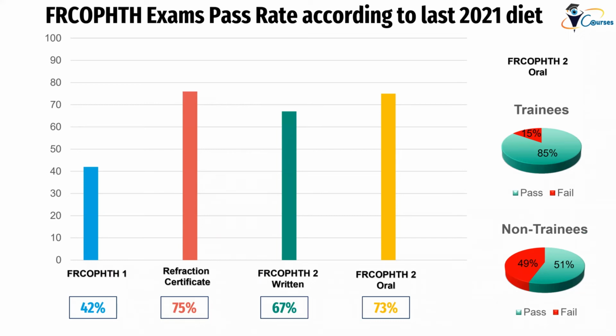It is always 50-50. So this slide may give you a clearer insight about the pass rate of the FRCOphth exams. You can see they are not impossible, but you just need to prepare well for them.